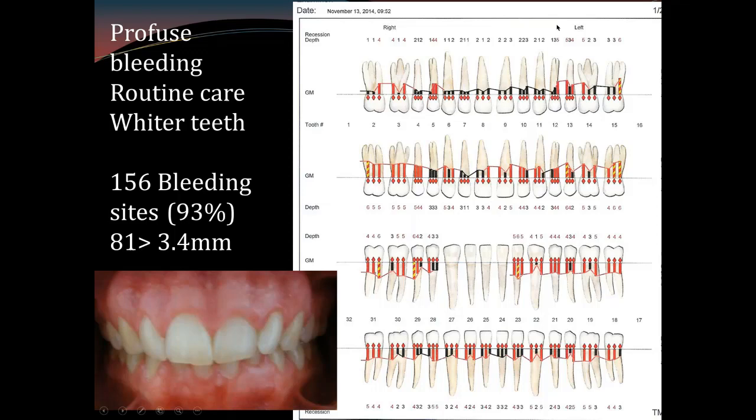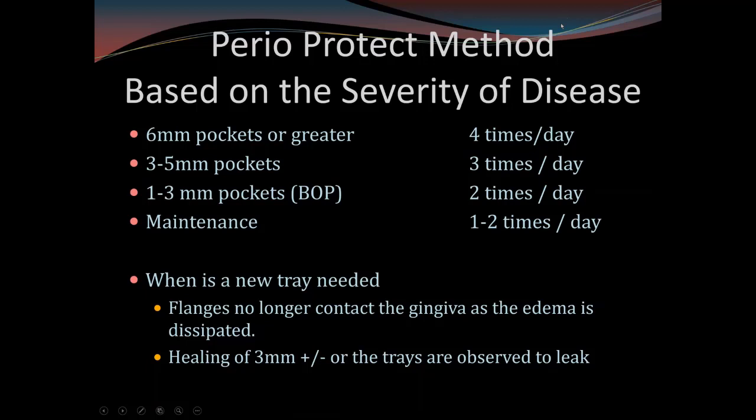So again, we're going to use the tray. We're going to start her out in accordance to the scope and magnitude of her disease. The deepest pocket determines utilization. We'll use a new tray when the healing occurs and we see that the flanges no longer contact the tissue as the edema is dissipated. And then we're going to use those trays long-term to prevent reoccurrence.